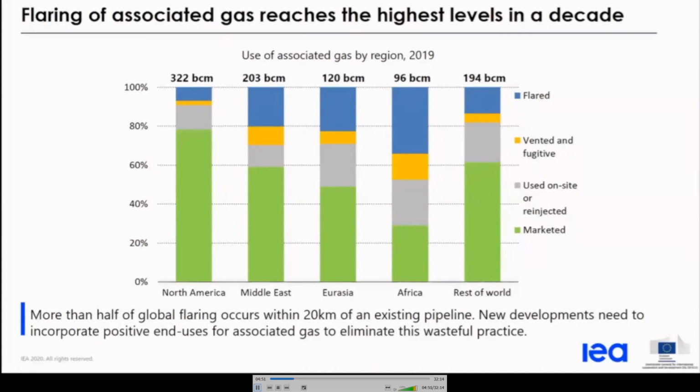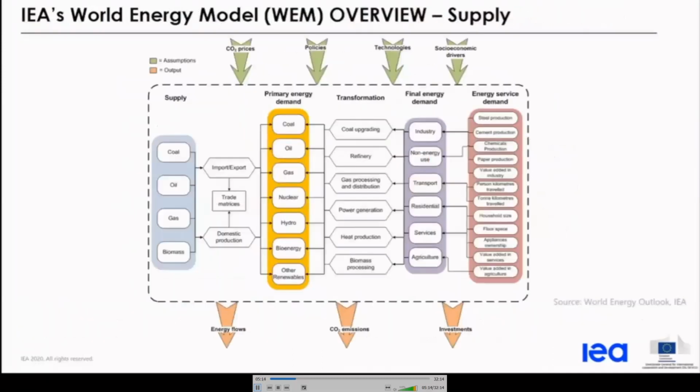Recent geospatial analysis by many individuals and highlighted by the IEA indicates that more than half of flaring occurs within 20 kilometers of existing gas pipelines. Further, if flares were unlit or operating in poor conditions, even more emissions than are currently estimated may be released. We're going to step into next the IEA's World Energy Model and an overview of the supply model.